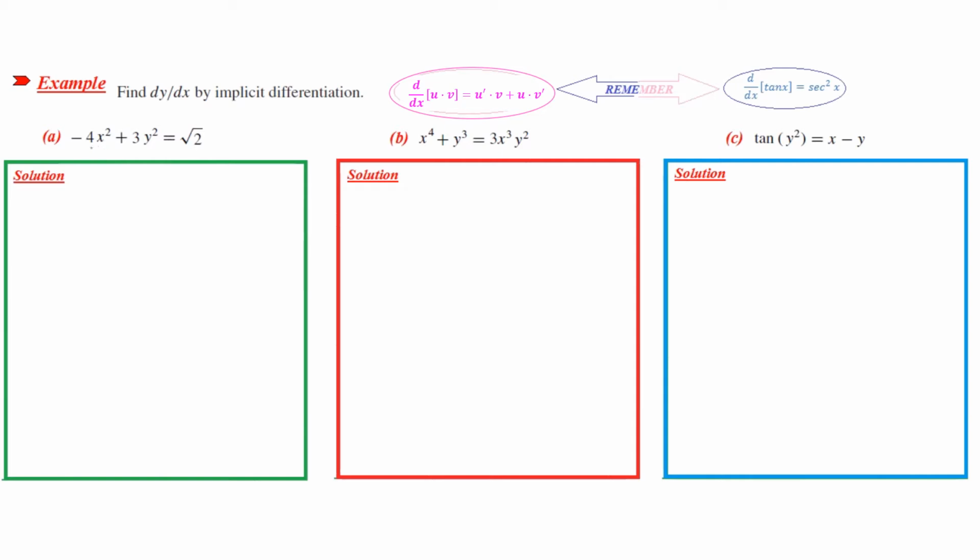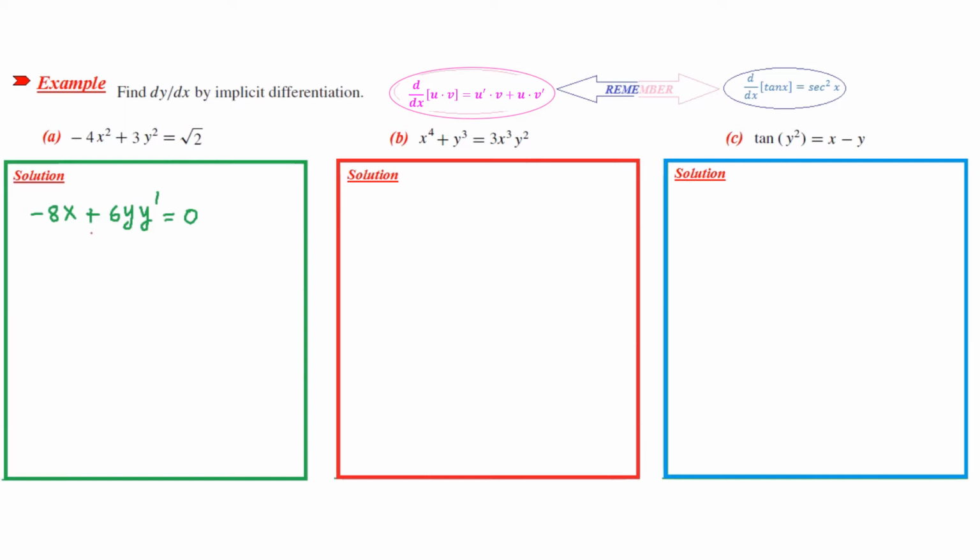So we have negative 4x squared, and the derivative of it is minus 4 times 2, negative 8x, plus the derivative of 3y squared is 6y. But remember, when you have to find the derivative of a function in terms of y, you have to multiply it by y prime, equals the derivative of radical 2 equal to 0, since radical 2 is a constant.